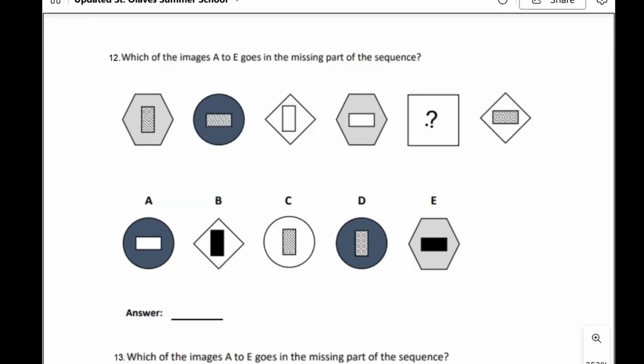For 12, we can notice a pattern. It goes grey, grey, white, white. Therefore, it will go grey, grey. So we can cross out A, B, and E. The next thing is that the outside shape goes grey, black, white, grey, and then the outside will be black, white. So the answer would be D.